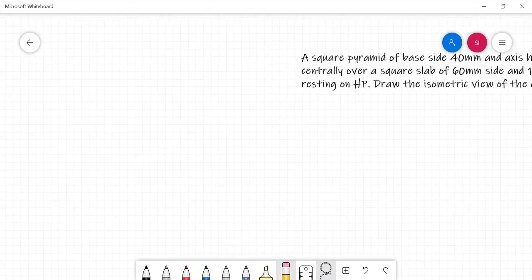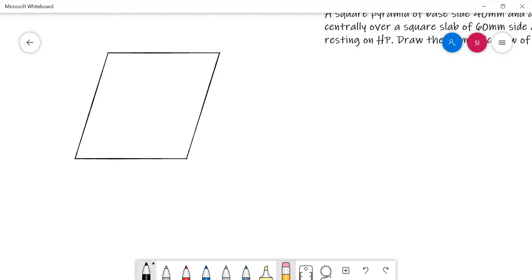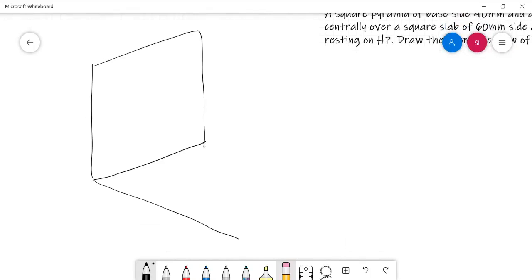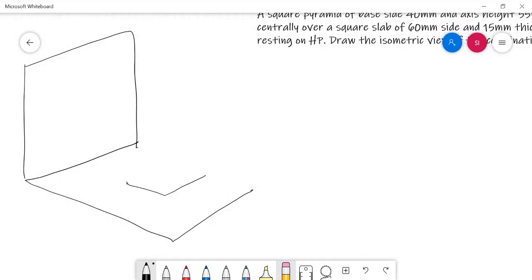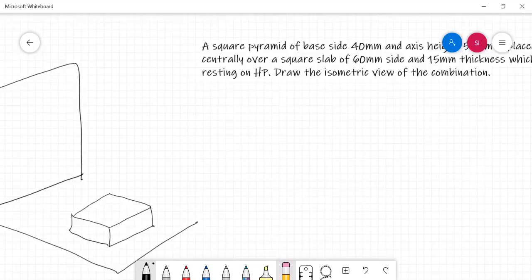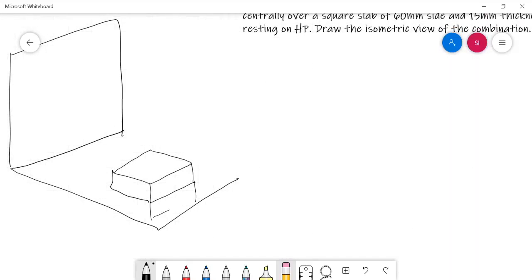Before going to solve the problem, let's have a rough look over the environment. Like the previous problems, we are going to draw two solids in combination. The bottom solid is a square slab, and the top solid is a square pyramid. The bottom solid, the square slab, has a 60 mm side and a thickness of 15 mm.